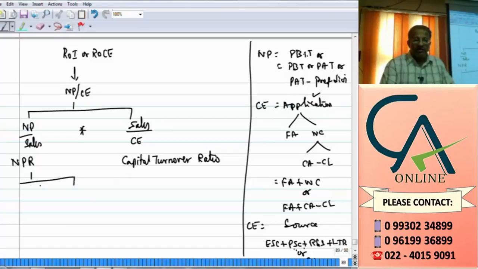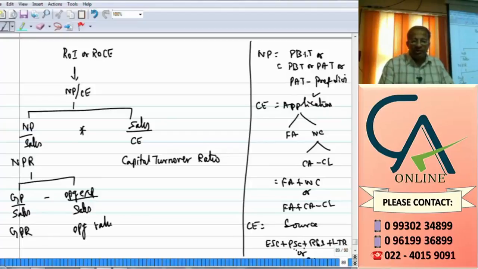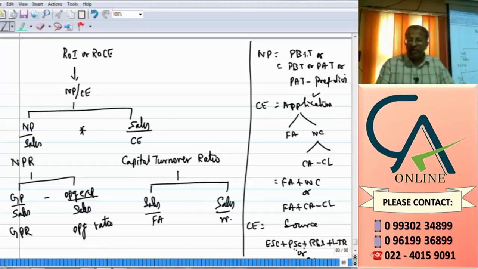Then here, instead of net profit ratio, we will put gross profit ratio, gross profit divided by sales, and operating expenses divided by sales. This you call gross profit ratio. This you call operating ratio. And this one you can put as sales divided by fixed asset and sales divided by working capital. The first one will be referred to as fixed assets turnover ratio. The second one will be referred to as working capital turnover ratio.